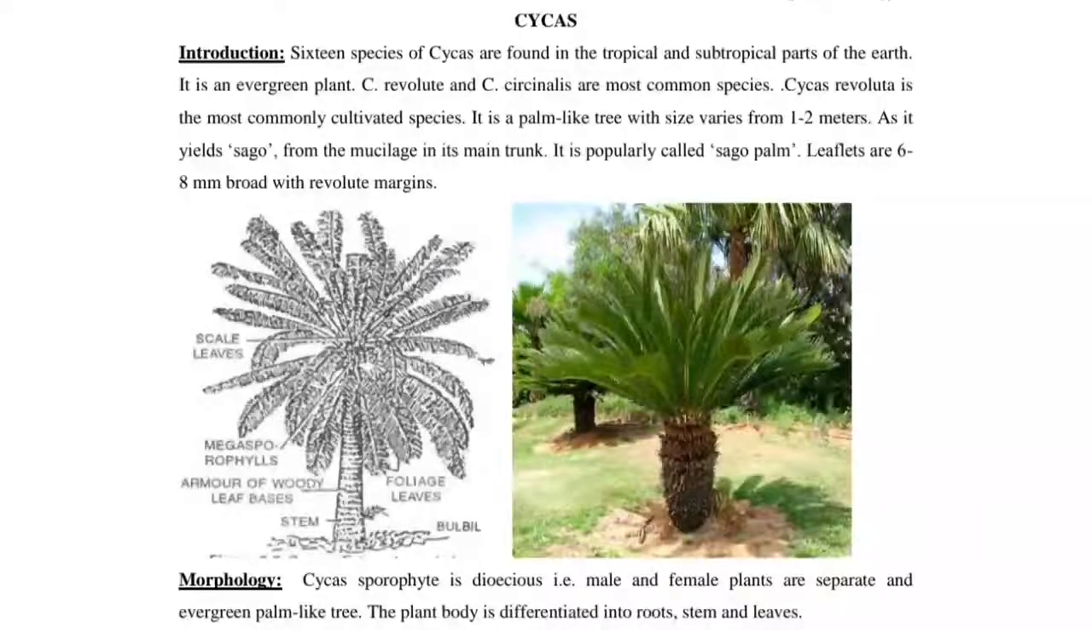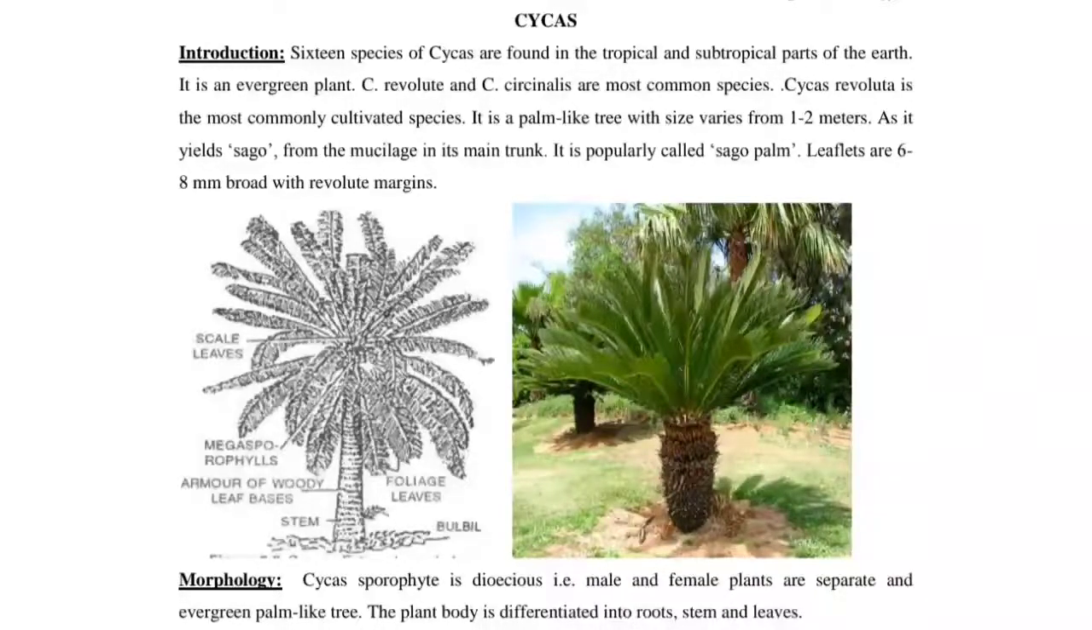Cycas introduction. 16 species of Cycas are found in the tropical and subtropical parts of the earth. It is an evergreen plant. C. revoluta and C. circinalis are the most common species. Cycas revoluta is the most commonly cultivated species. It is a palm-like tree with size varying from 1 to 2 meters.